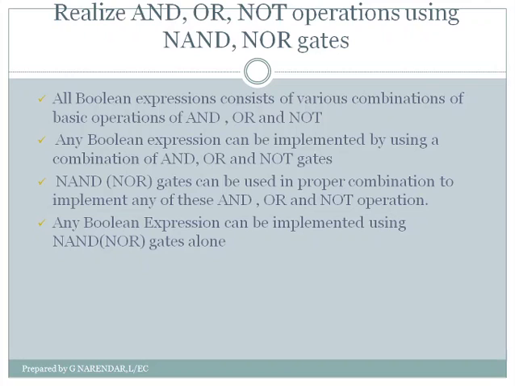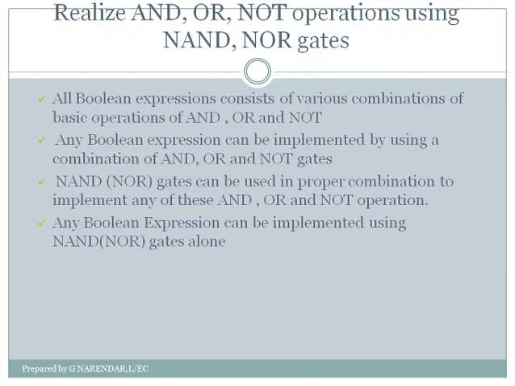And since to implement any Boolean expression only these three operations are required, and since these three operations can be implemented by using only NAND gates, the NAND gate is called a universal gate. And the similar case is with the NOR gate. The NOR gate can also be used in proper combination to implement the basic operations. So that is why NAND and NOR gates are called universal gates.